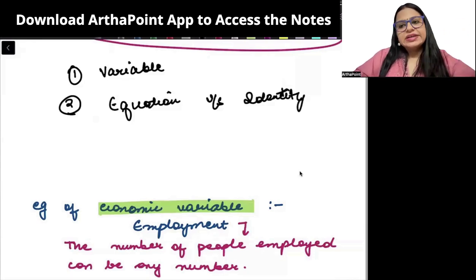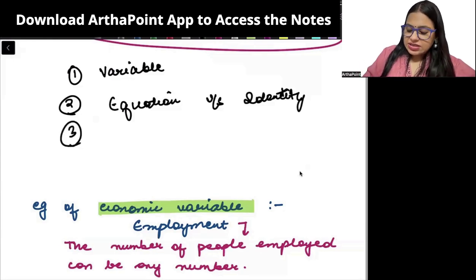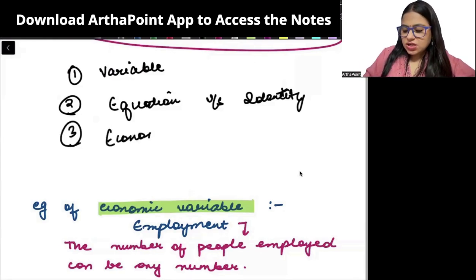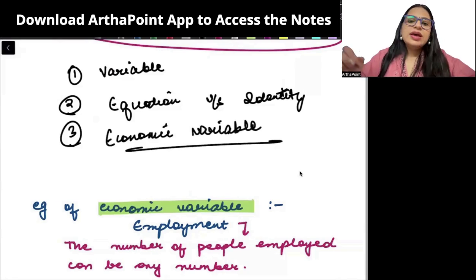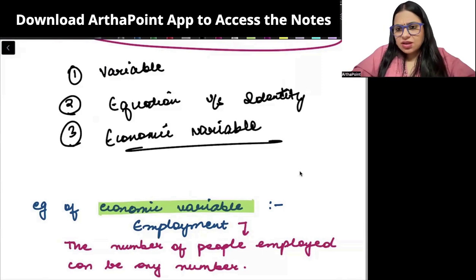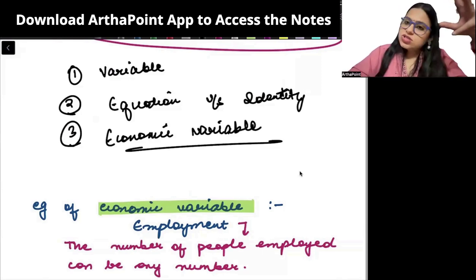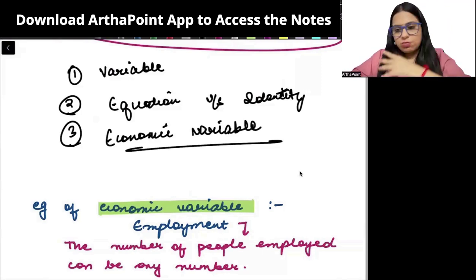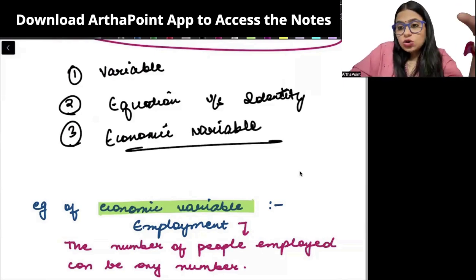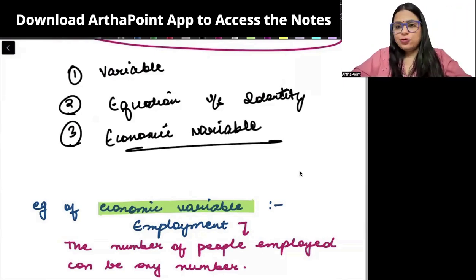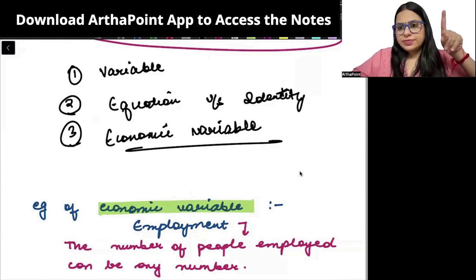इक्वेशन क्या होती है और आइडेंटिटी क्या होती है, we have studied that. Now इसी में हम एक तीसरी चीज़ लेके आते हैं, which is called an economic variable. Economic variable is nothing, a variable used in economics becomes an economic variable. So anything in economics that keeps changing its value, like employment rate.